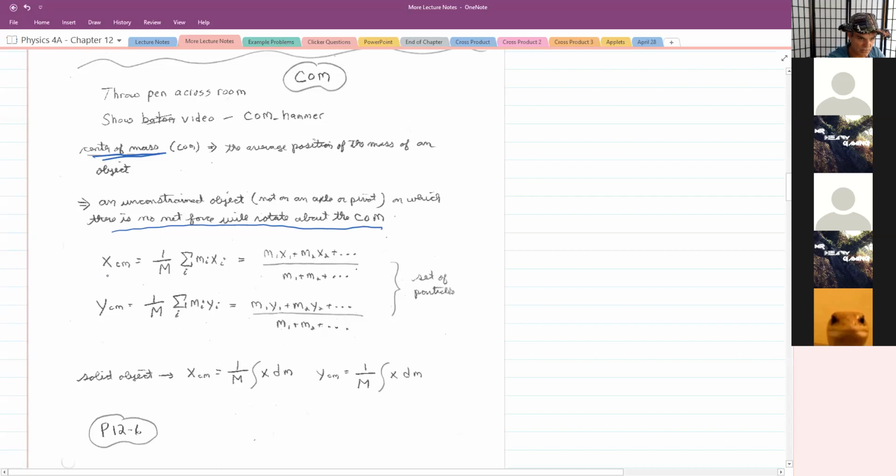And the position of the center of mass is given by this equation, which is really a weighted average by mass. Big M is the total mass of the object. This would be for a collection of particles. So let's say I had a bunch of particles here. Each one of these particles has a different mass and a different position.